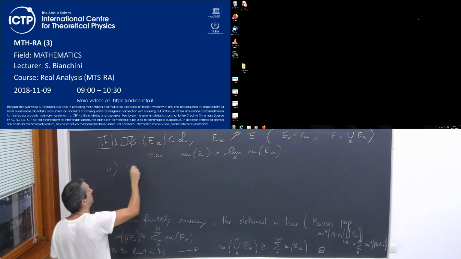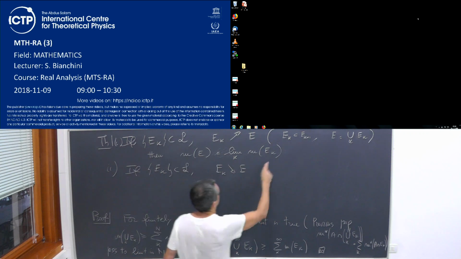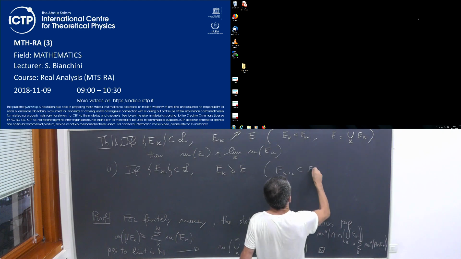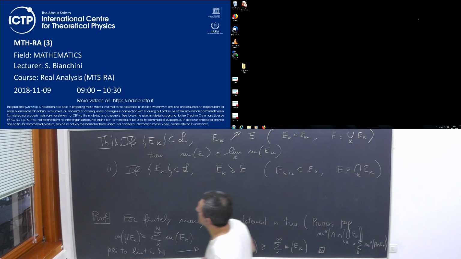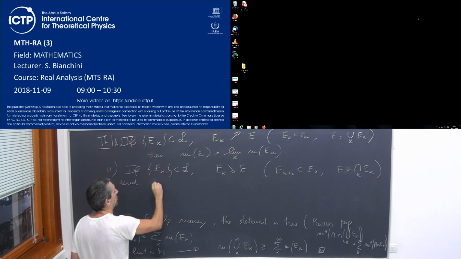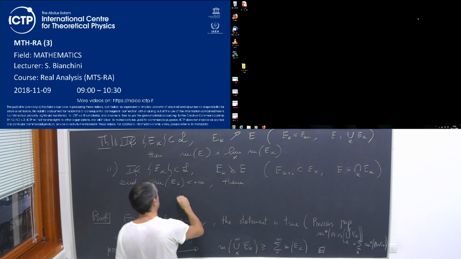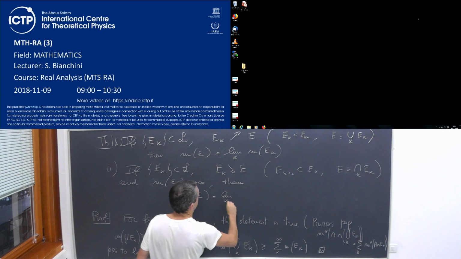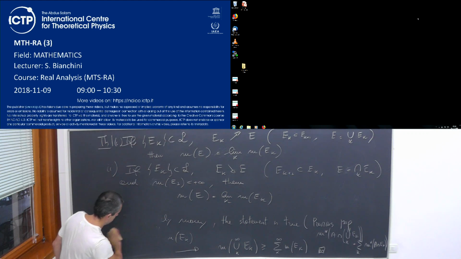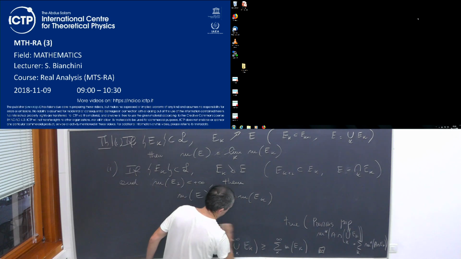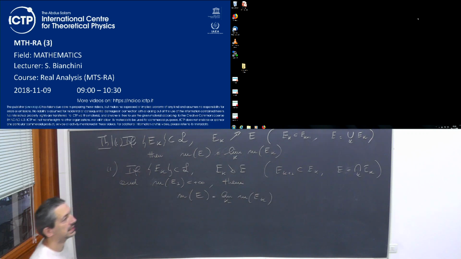And the second, if E_K now decreases to E, so it's the opposite, E_{K+1} is contained in E_K, and E is the intersection of the E_K, and the measure of E_1, the first one, is less than plus infinity, then the measure of E is again the limit over K of the measure of E_K. What is very nice is that we don't need to care about the structure of sets, no?